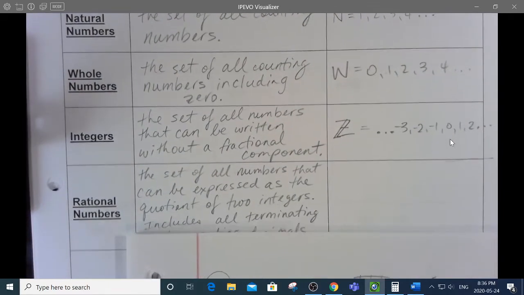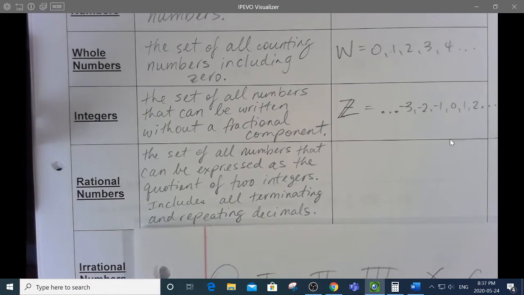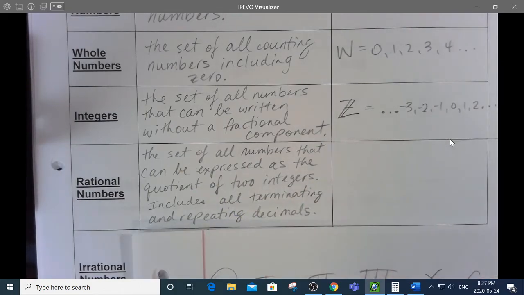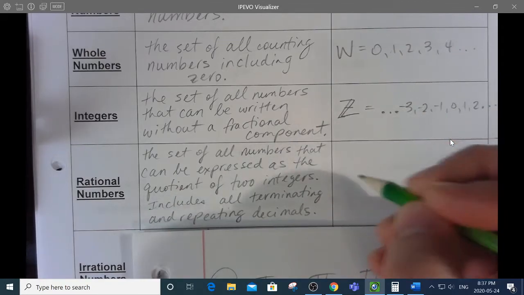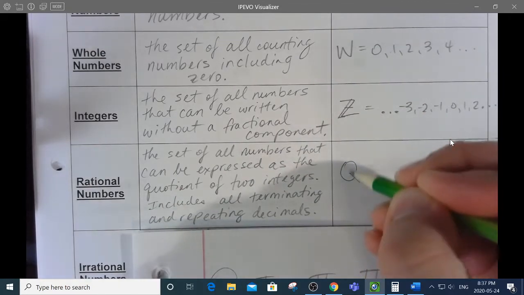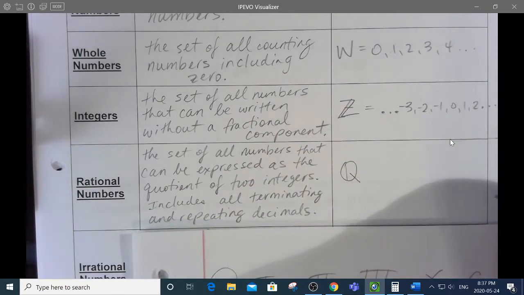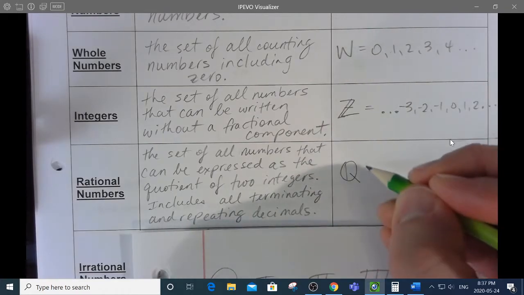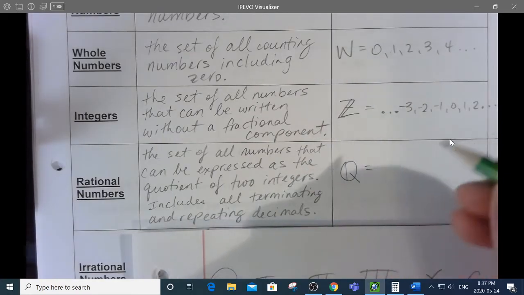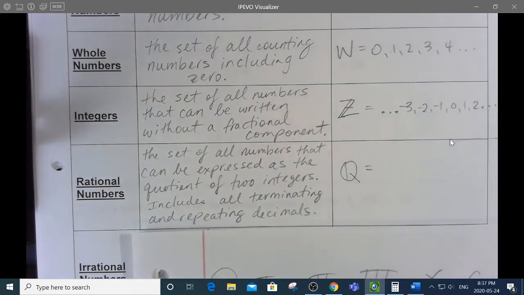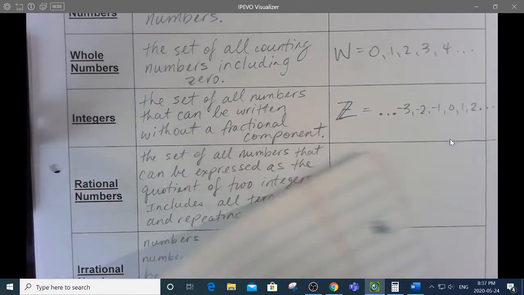Next, you have rational numbers, and this is where it gets a little more complicated. Rational numbers is the set of all numbers that can be expressed as the quotient of two integers. This includes all terminating and repeating decimals. So rational numbers, which has the symbol Q, and again, sometimes people put an extra line in it like that, and that means the set that we call rational numbers. And this one, I can't actually put them in order and show you all of them at once.